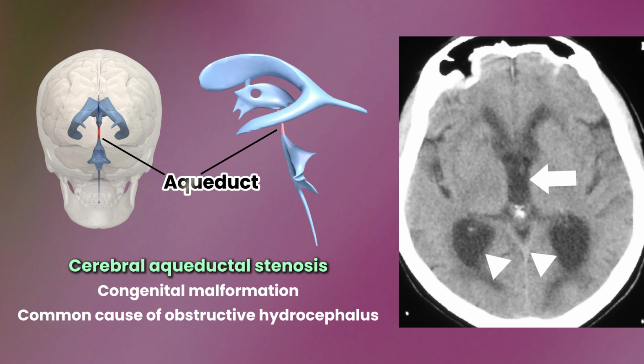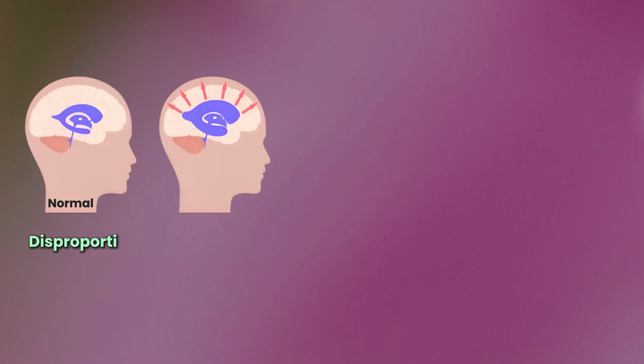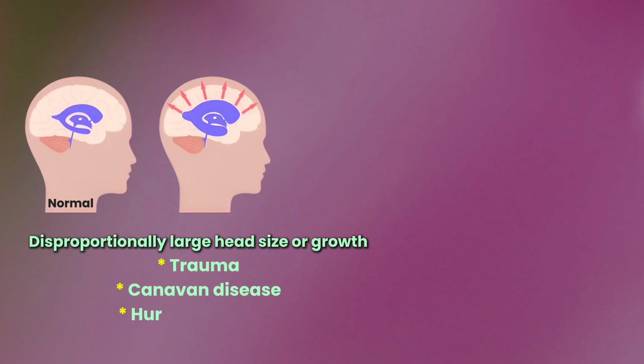Cerebral aqueductal stenosis, a common congenital malformation, is the most common cause of obstructive hydrocephalus. In contrast, in cases of communicating hydrocephalus, there is normal flow of cerebrospinal fluid, but an imbalance between cerebrospinal fluid production and reabsorption. Other causes of disproportionately large head size or growth include trauma, Canavan disease, and Hurler syndrome.